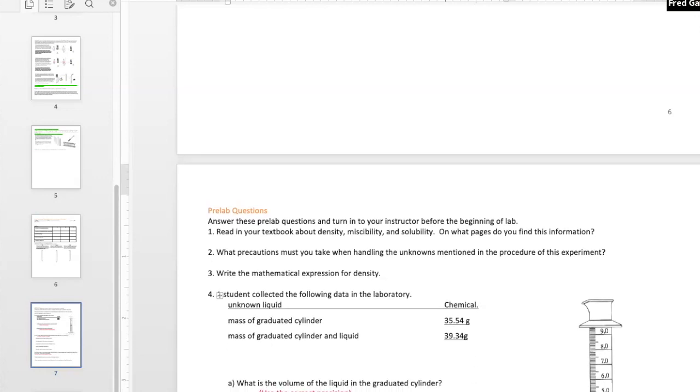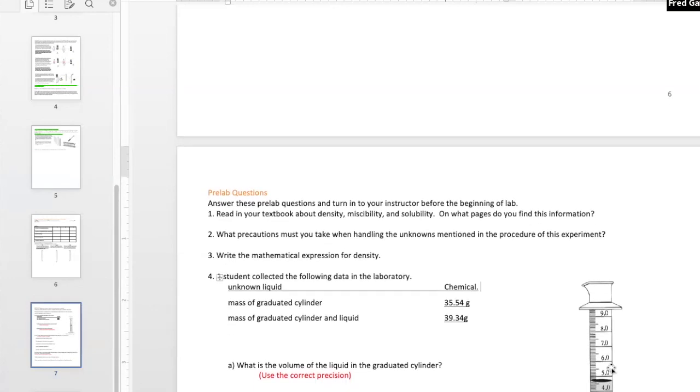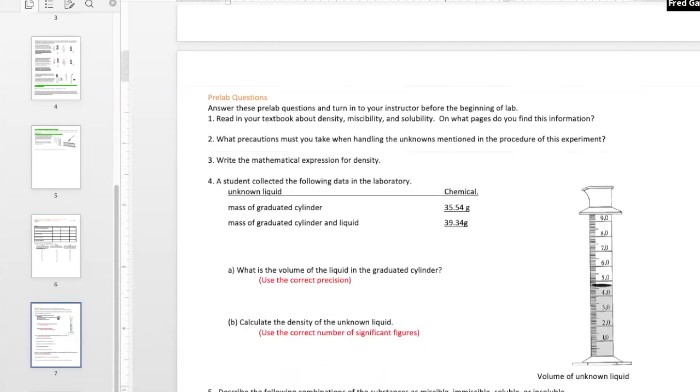And then this is the volume right here of your liquid. You should be able to read that based on the precision that's shown, and then calculate the density. So this right here is just your pre-lab, similar to the calculation you would do for the lab.